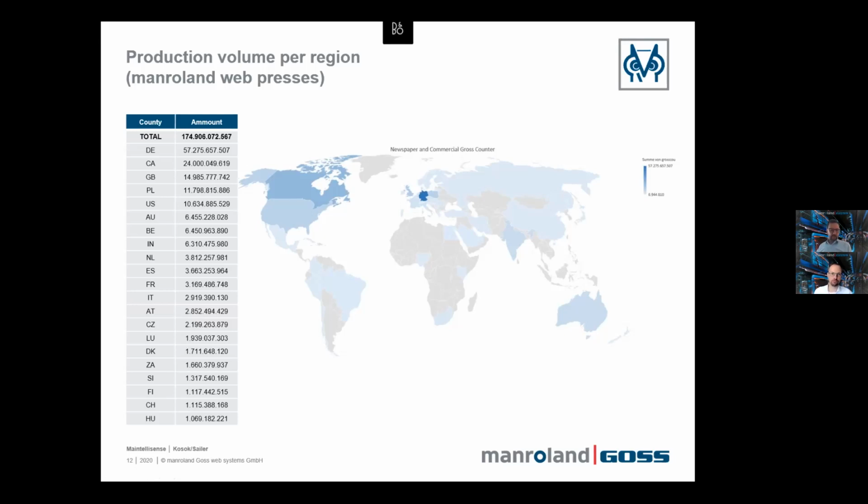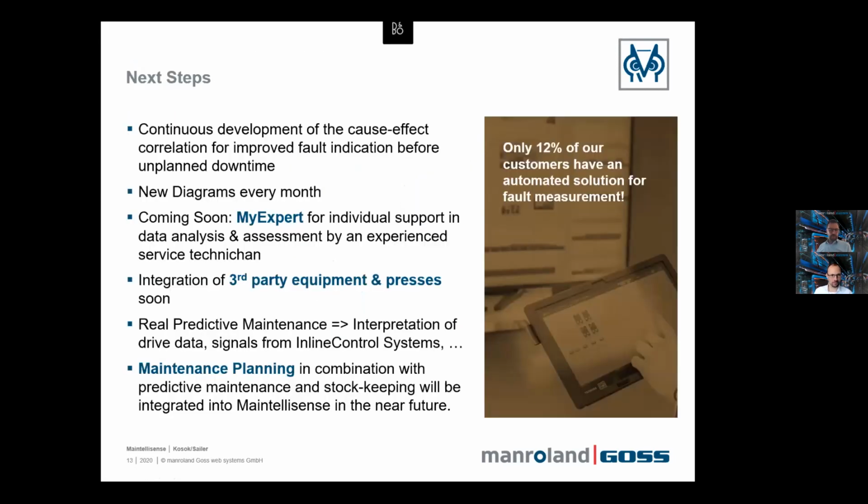What are the next steps? I mean, we are just at the tip of the iceberg. We just started the project 2 years ago, and we see a lot of things to do. We are working every day with our data analyst and the process specialist on the cause-effect correlation for improved fault indication before unplanned downtime. Every month we will release new analytics, new diagrams.